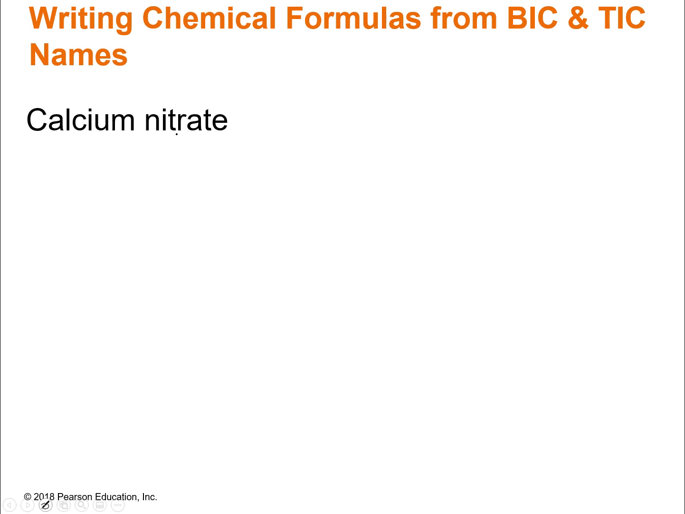Calcium nitrate. When you see a metal plus something that ends in ATE or ITE, you know you're dealing with a ternary ionic compound. Your anion is going to be a polyatomic anion from the chart. You'll have to look it up to know what that is.